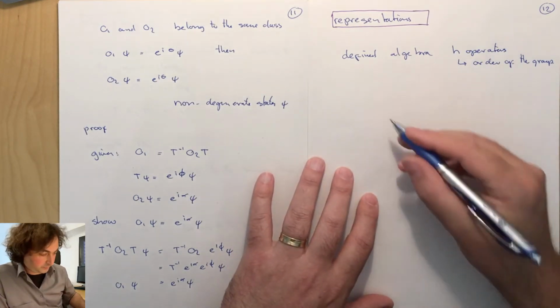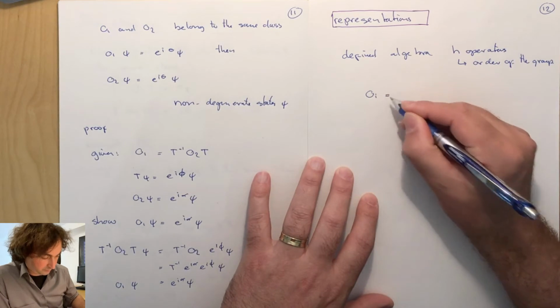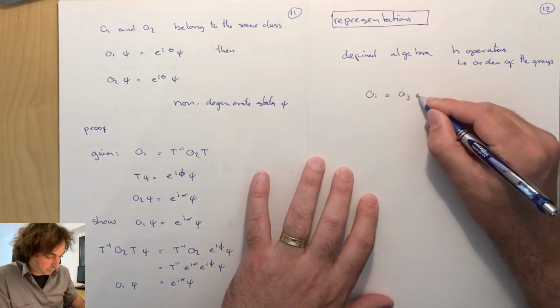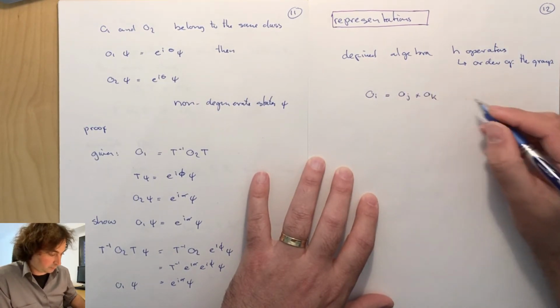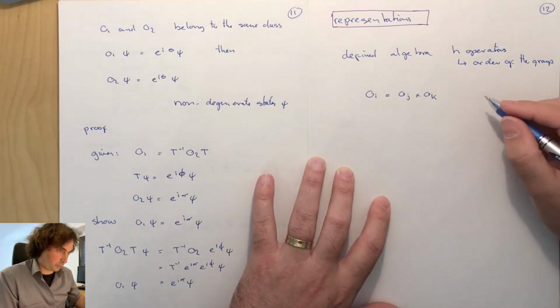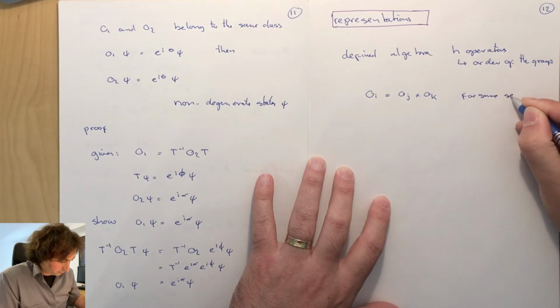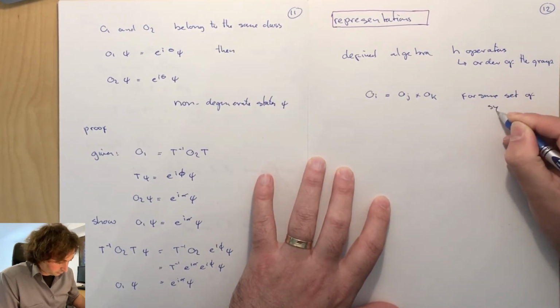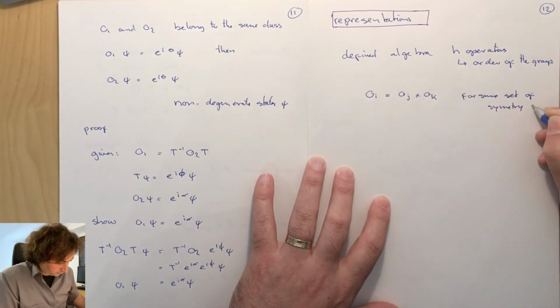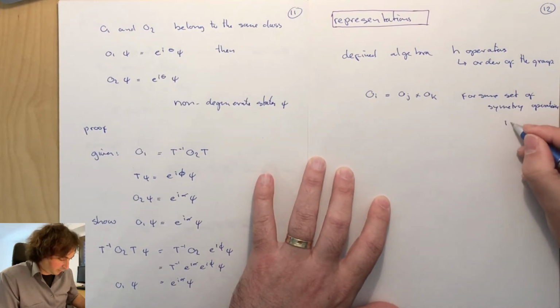For this algebra, you know that operators can be multiplied for some set of symmetry operations. I, j, and k.